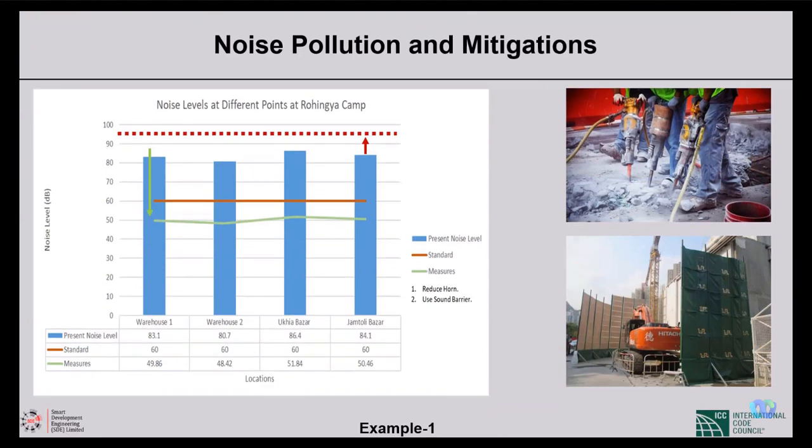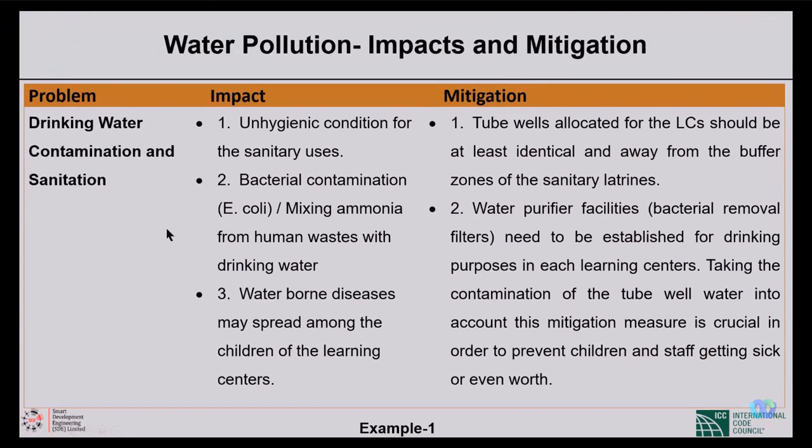Here is an example of a braking sound, and then you cover it with the sound barrier. As an example, you can see the pictures on the right side. The blue ones are the existing sound levels, the red one is with the interventions, and the green ones are with the sound barrier, so you can reduce the sound level like this. Similarly, we can do the same with water pollution. I will go a little bit faster.